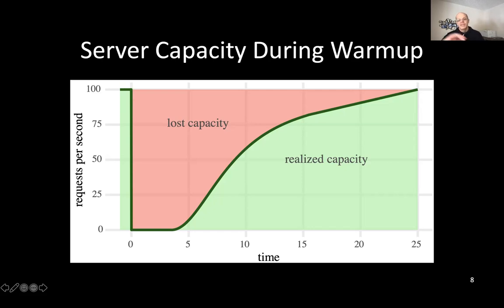Over time, after about 25 minutes, the server reaches its peak throughput again, and the area under the curve means the total number of requests that the server was able to handle during that warm-up phase. And the area above the curve means the lost capacity, or the number of requests that the server could not serve because it was not fully warmed up yet.